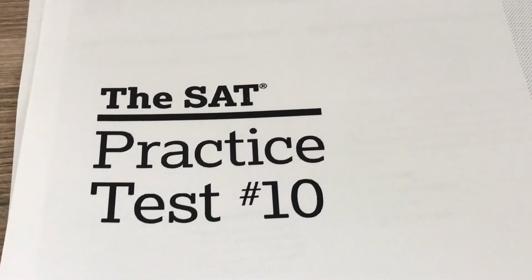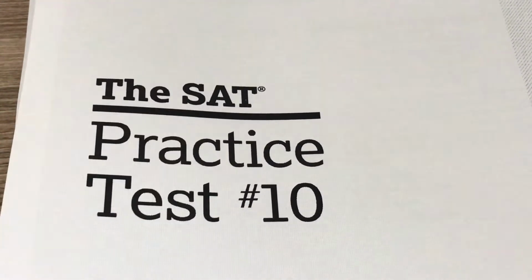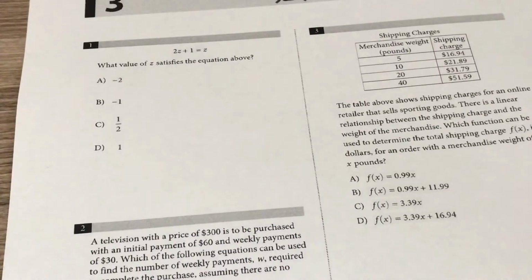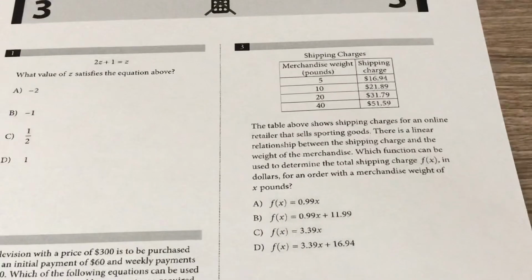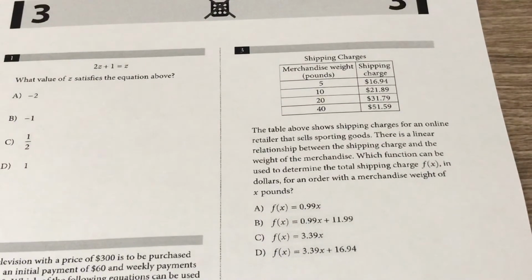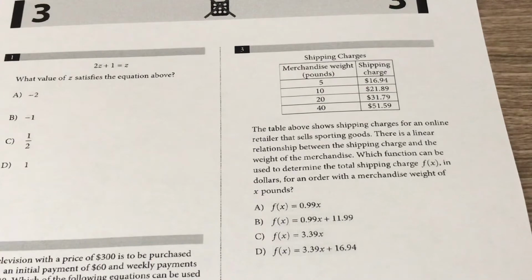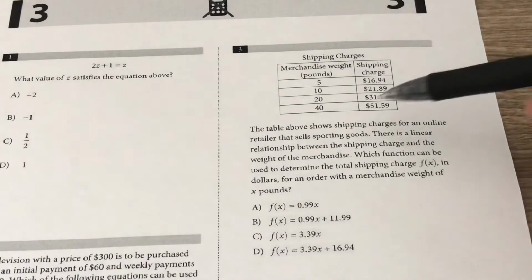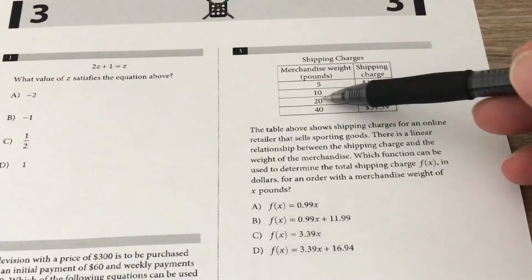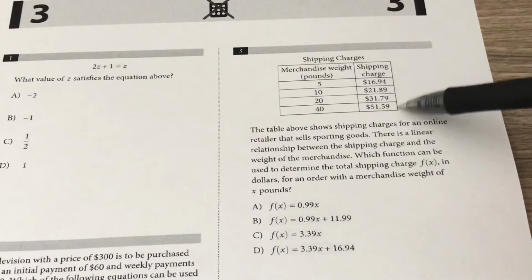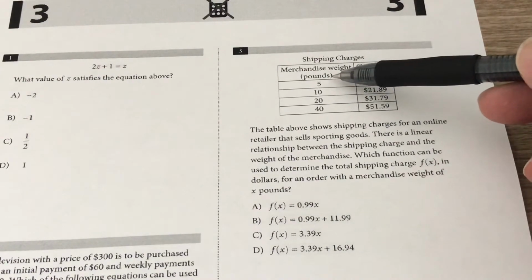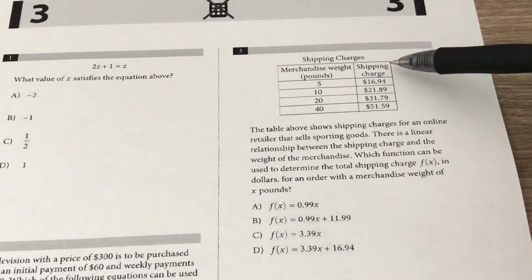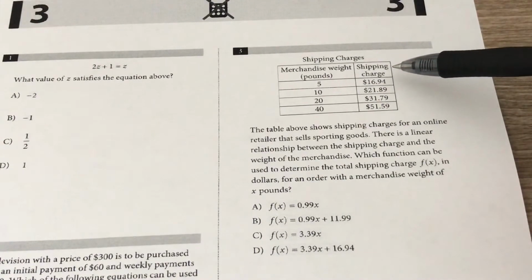Okay, today we're gonna do practice test number 10, section 3, question 3. Alright, so let's look at this question together. They give you a table of numbers, these values here and these values here. And over this half is the weights, and over here is the shipping charge.